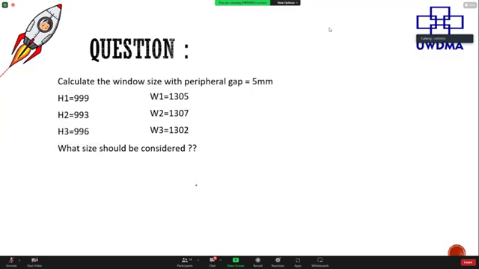So this next question is, you have to find the correct opening, and then please consider that peripheral gaps we are considering 5 mm. That means you have to subtract also. So what would be the window size? Okay, this time we are calculating the window size, not the cavity size.